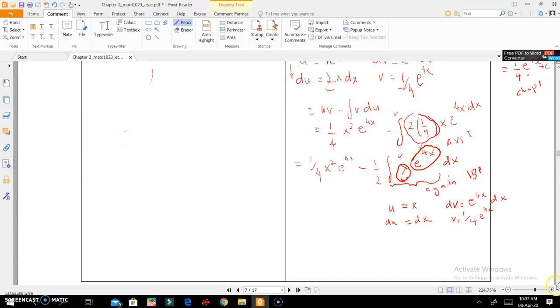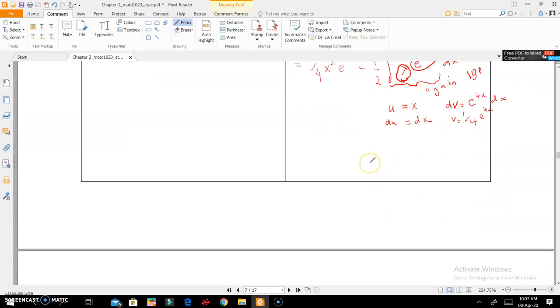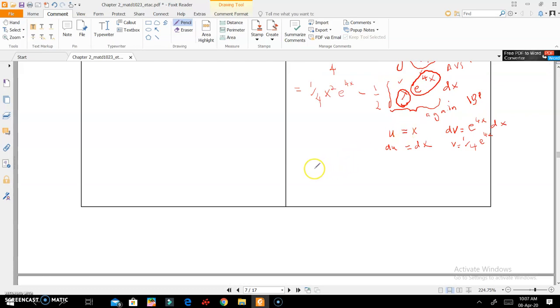Okay, please be careful when you try to integrate and differentiate. Make sure you use the correct formula for it. So what happened now? Okay, let me adjust the page now. Okay, next.